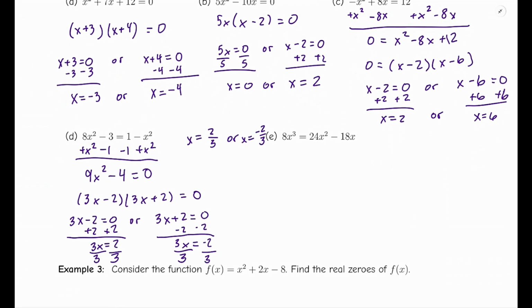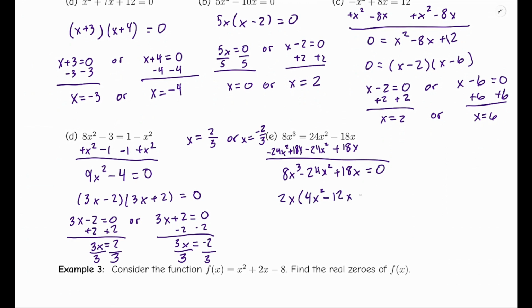Part E, 8x cubed equals 24x squared minus 18x. Again, I want 0 on one side, so I'm going to subtract 24x squared and add 18x to both sides. We get 8x cubed minus 24x squared plus 18x equal to 0. Then I can factor a 2x out, get 4x squared minus 12x plus 9 equal to 0.